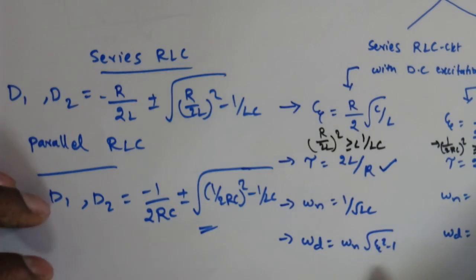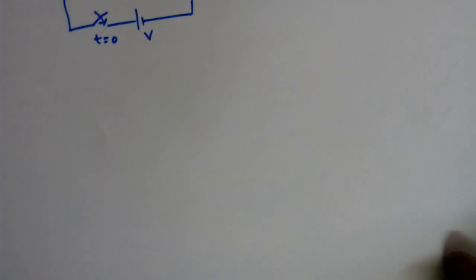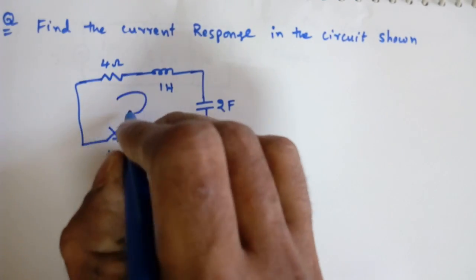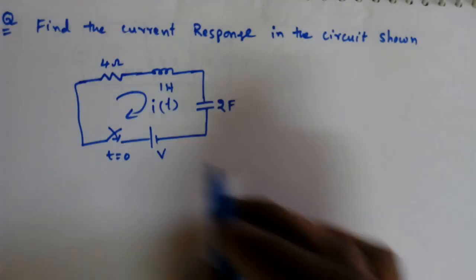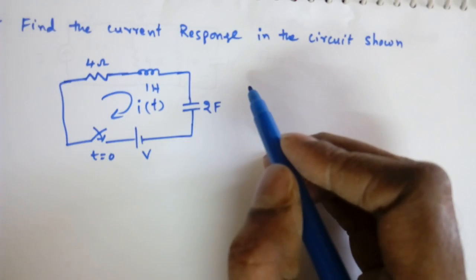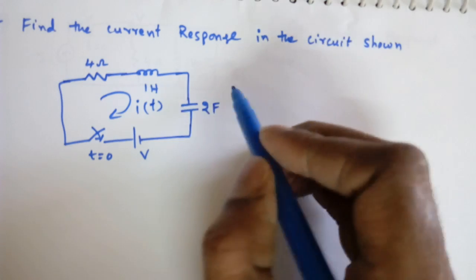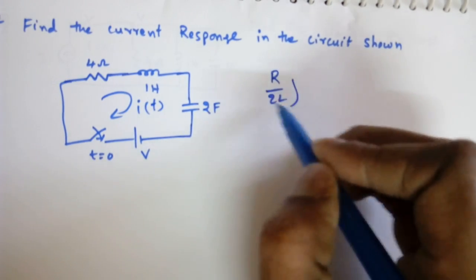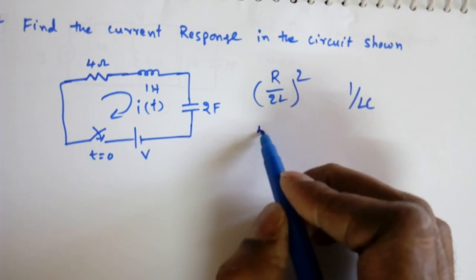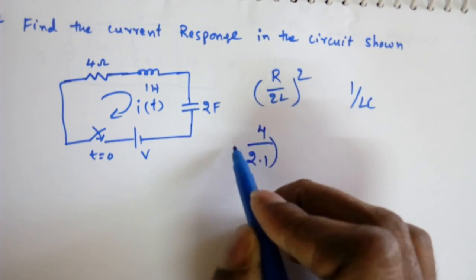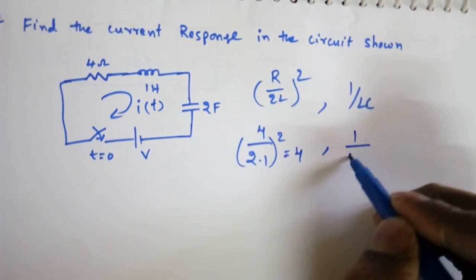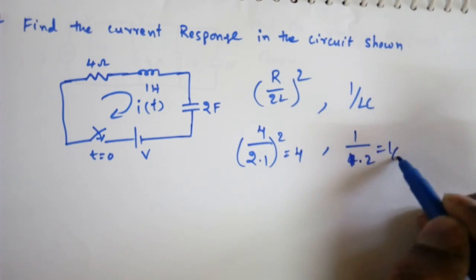These are some concepts we have seen in the previous lecture. Now we will see two problems on this. We need to find the current response in the circuit shown. This current response is in this loop, that is i(t). To solve this, first we will see whether it is underdamped or overdamped. We know the condition: (R by 2L) whole square is either greater than or less than 1 by LC. What is R? It is 4 by 2 into 1, squared, so it is 4. And what is 1 by LC? It is 1 by 2.